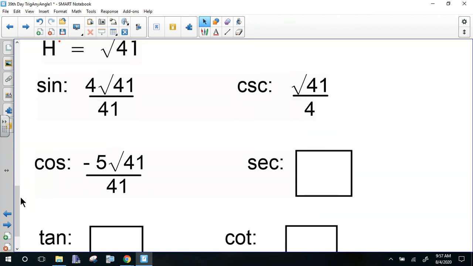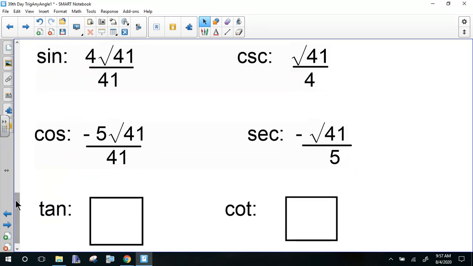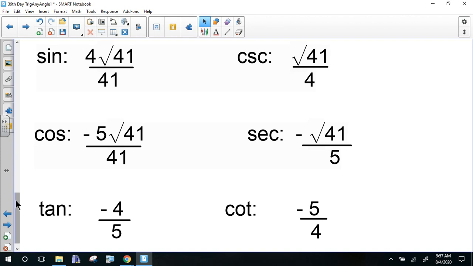Remember, sine and cosecant are the positive ones. All the others are going to be negative. Secant is going to be negative root 41 over 5. Tangent is opposite over adjacent. That's -4 over 5. Cotangent would be -5 over 4.